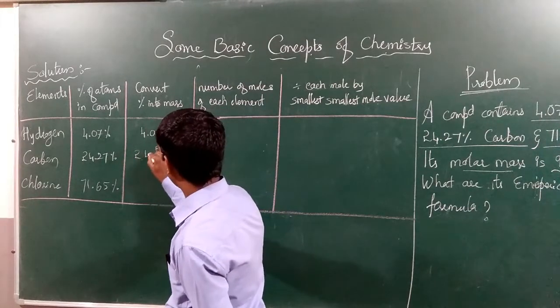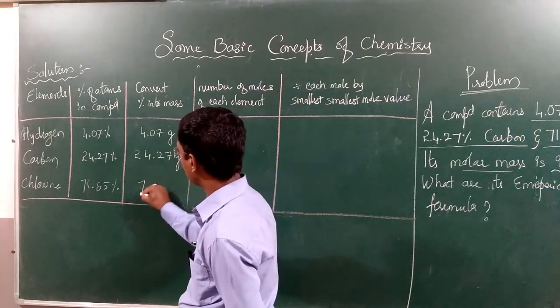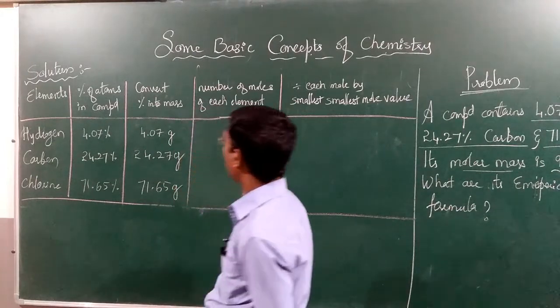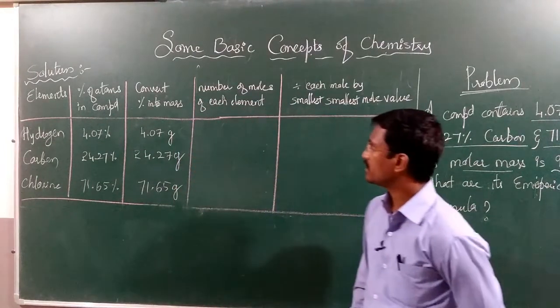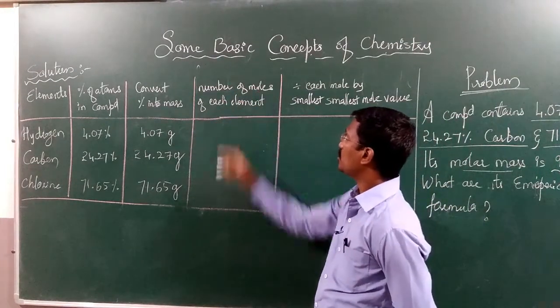Similarly, 24.27 gram. Chlorine is 71.65 gram. Can you see that simply I have converted percentage in the form of mass. And next one is number of moles of each element.